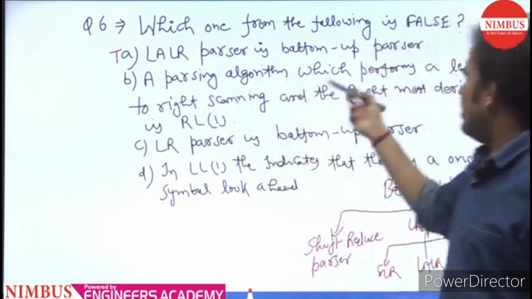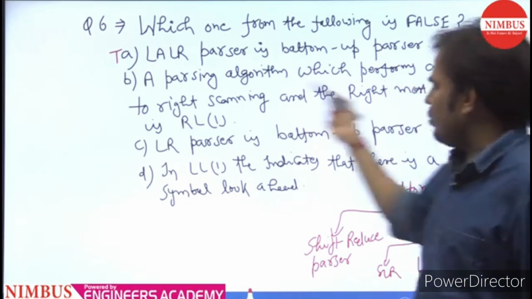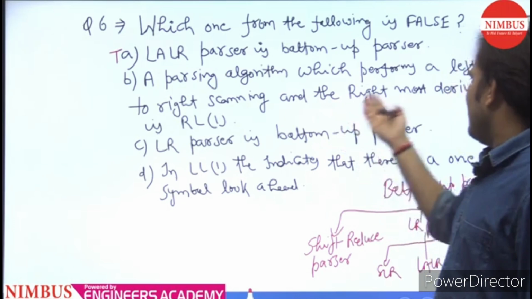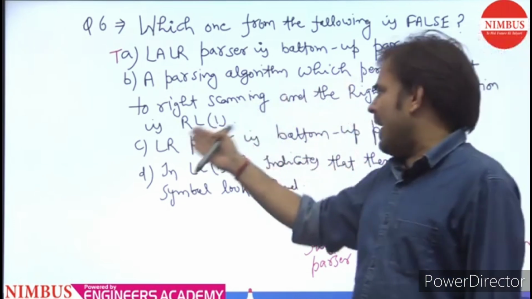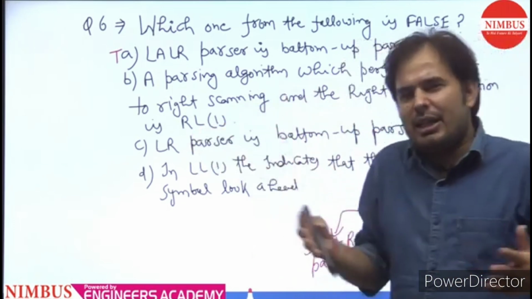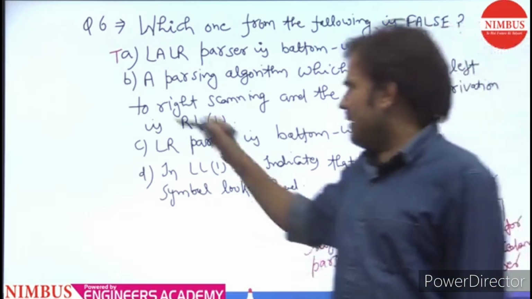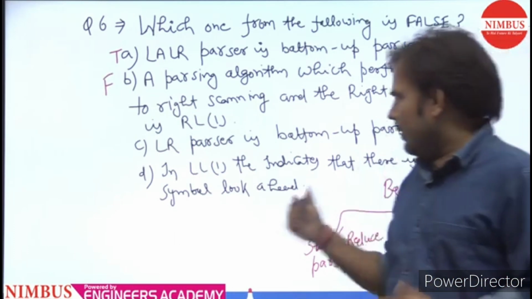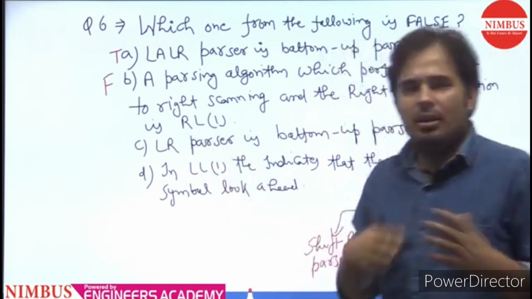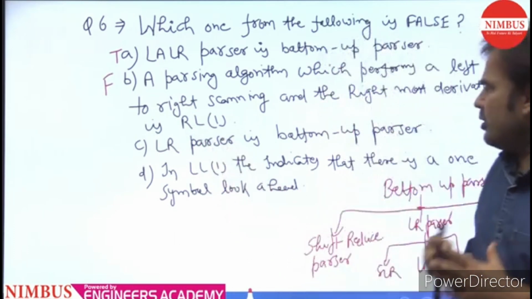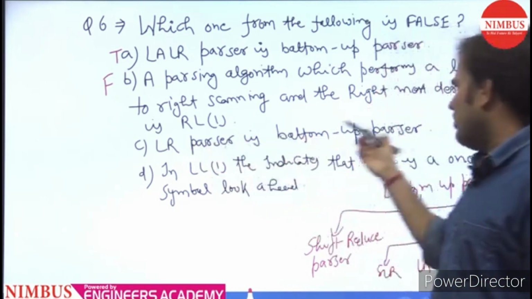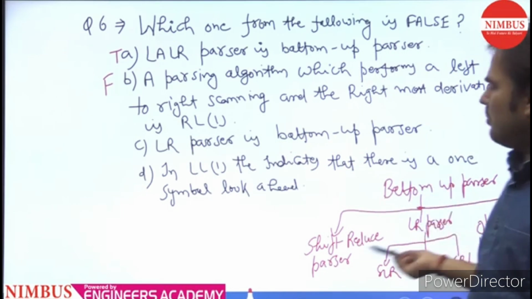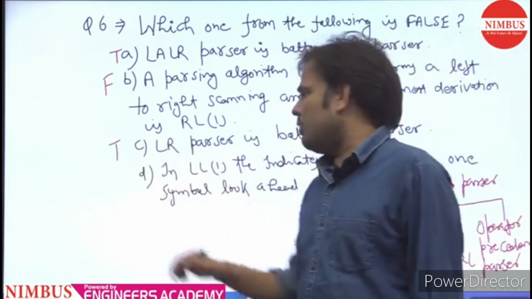A parsing algorithm which performs a left to right scanning and the rightmost derivation is LR1. So is this any type of parser? No. So that says that this is a false statement. Clearly this is a false statement. Okay, option C, why is it a true statement? LR parser is bottom up parser. You can clearly see from here, this LR parser is what? Bottom up parser. Yes, this is again a true statement.